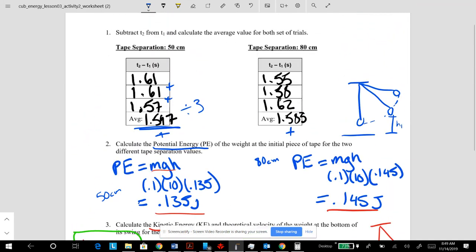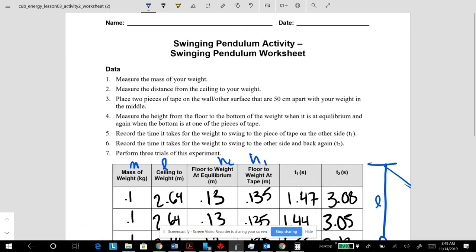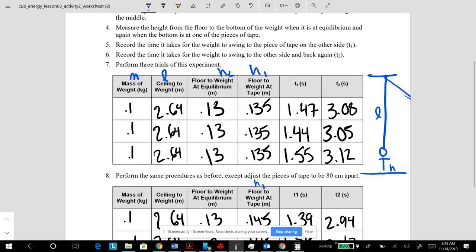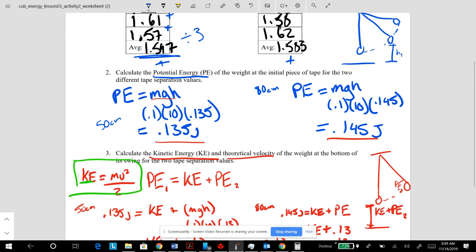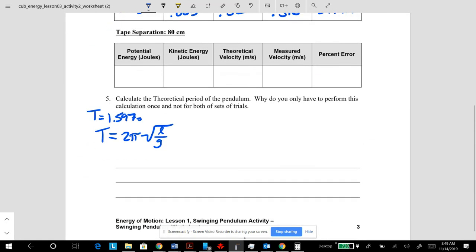So you're dealing with a semicircle. With L, your radius is basically going to be called L, and that's the length of the string from where you attach it to your desk to the mass itself. So L for us is right here, 2.64 for mine. So I'm going to go back down here and say my L is 2.64.